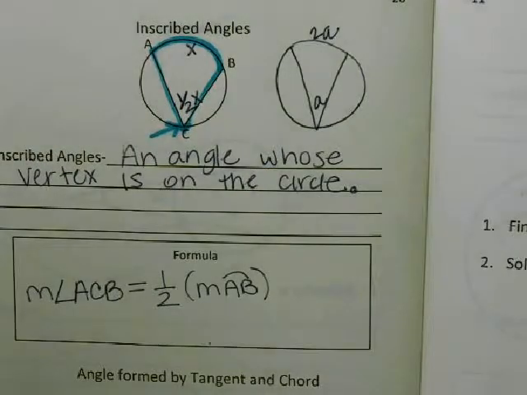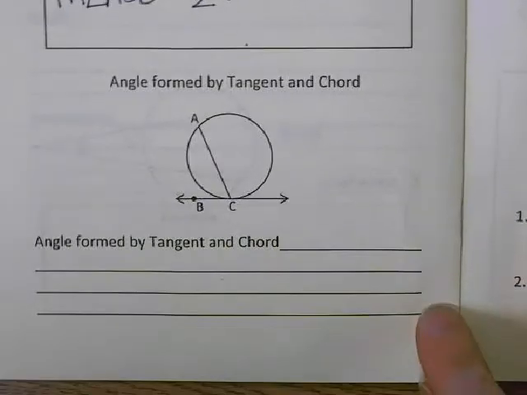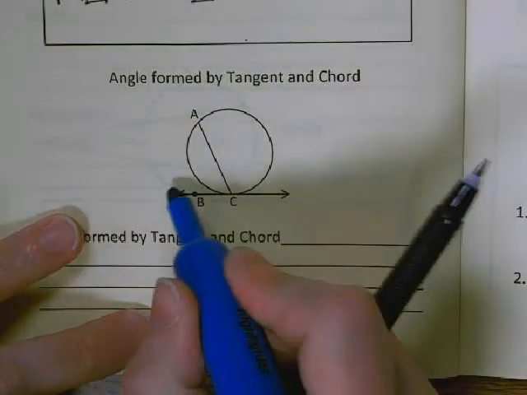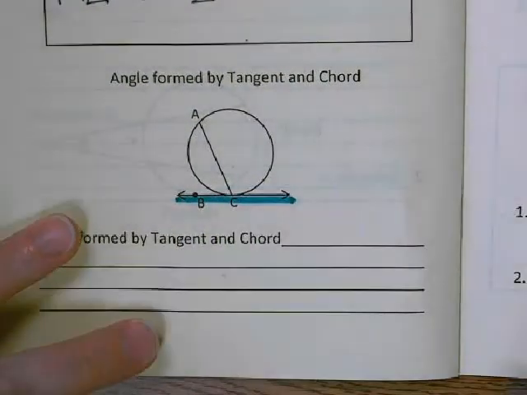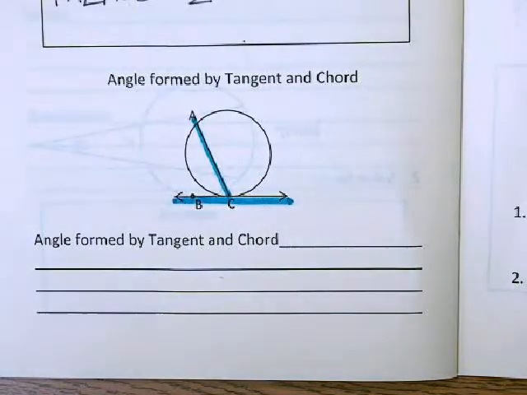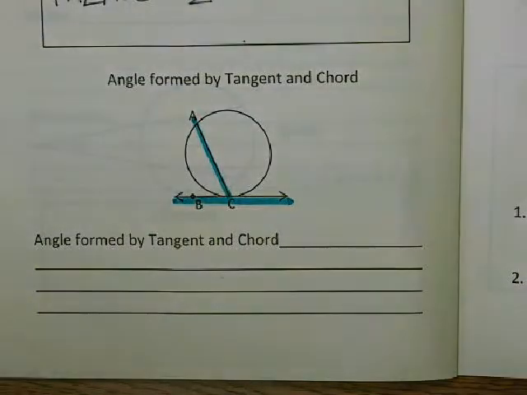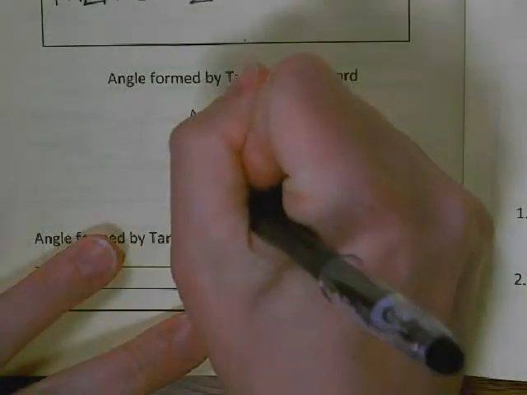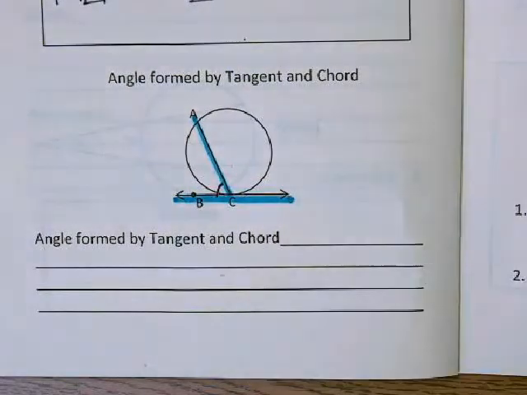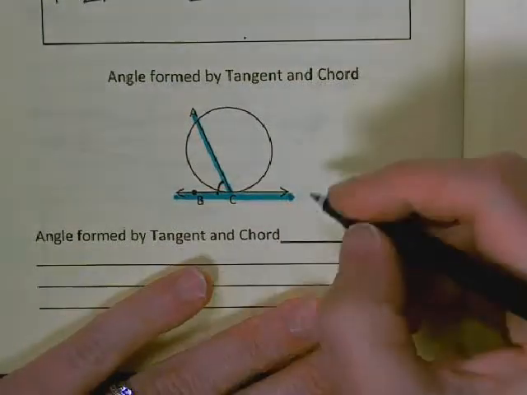The other thing we're going to talk about is an angle formed by a tangent and a chord. So here we have a tangent on this side, and then we have a chord on this side, and they create an angle, and that angle is right here. And it says an angle formed by a tangent and a chord is an inscribed angle.